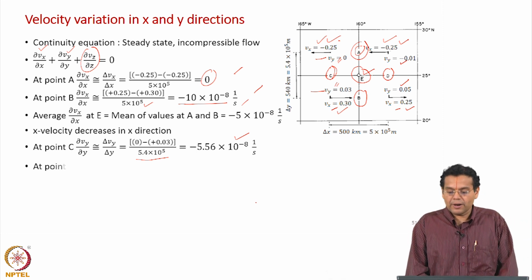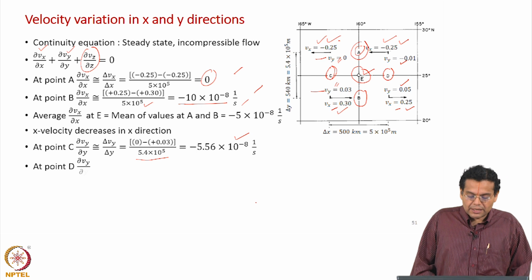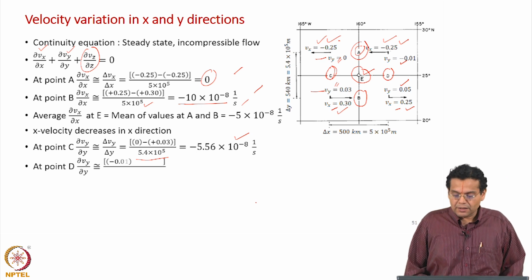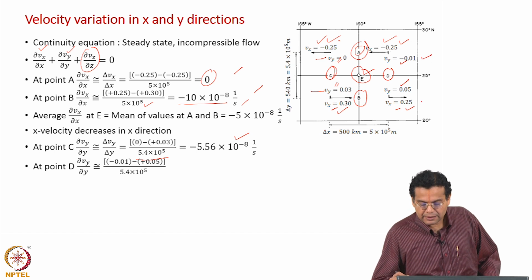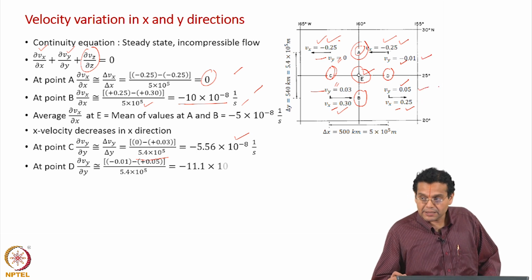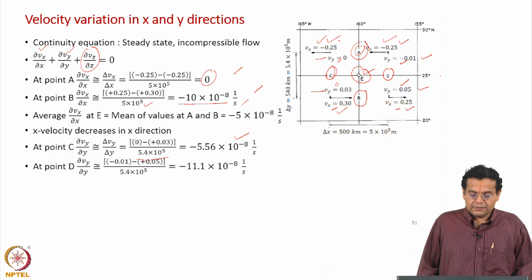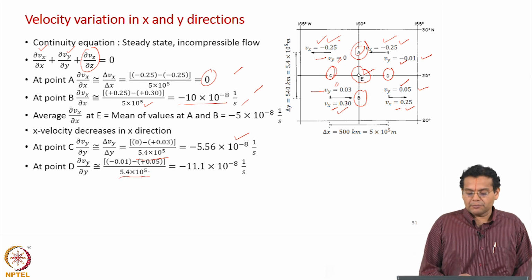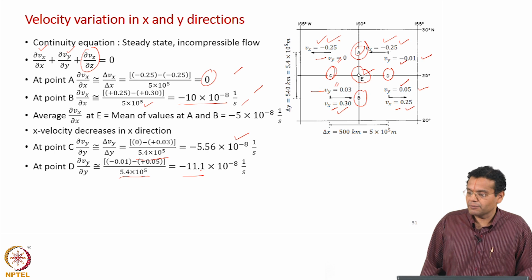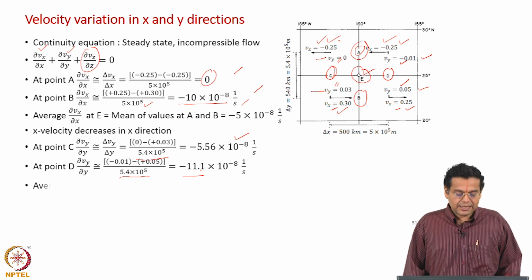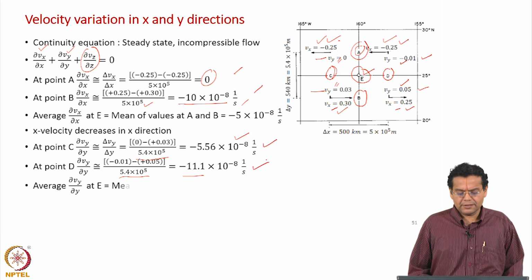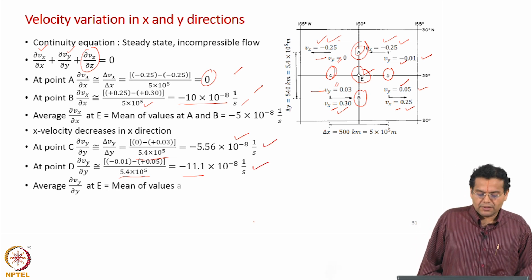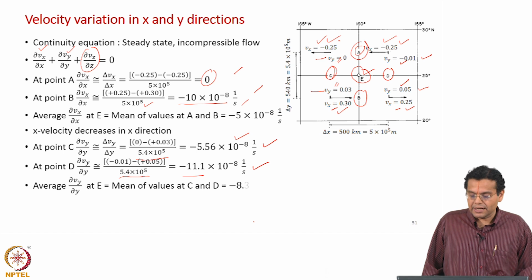Now, at point D, let us evaluate ∂vy/∂y. What are the values? I have minus 0.01 here and then plus 0.05, divided by 5.4 × 10^5. So, you get a value of minus 11.1 × 10^-8. Let us take the average of these two values, which will give us ∂vy/∂y at E.